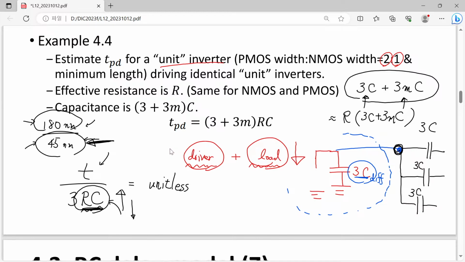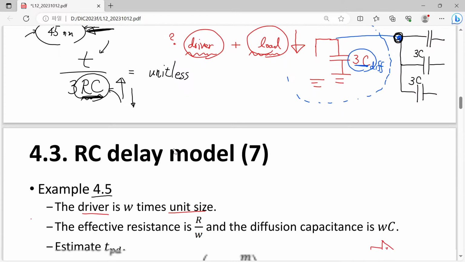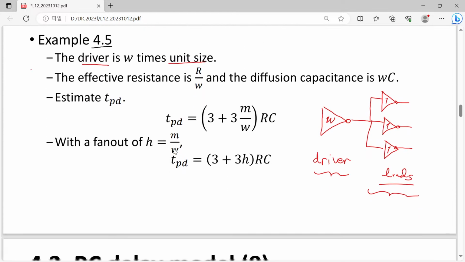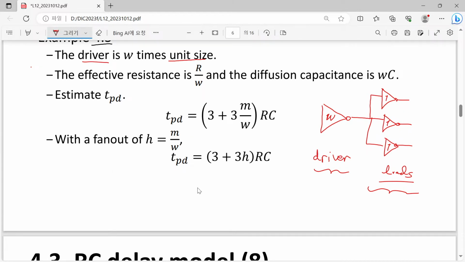Then how about this driver part? So that is our question. Then let's just consider this one. Simply speaking, if we just draw our circuit schematic, then it can be written like this. Previously, when we considered the unit inverter, we said that the N MOSFET is 1 and the P MOSFET is 2. However, in this case, instead of this number 2, we have 2 times W.